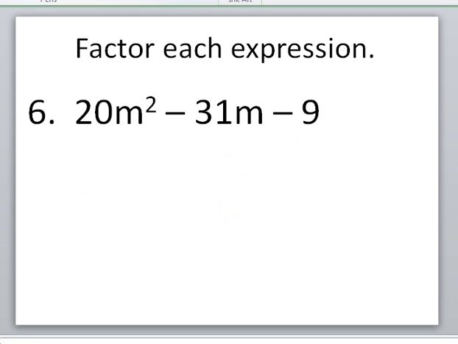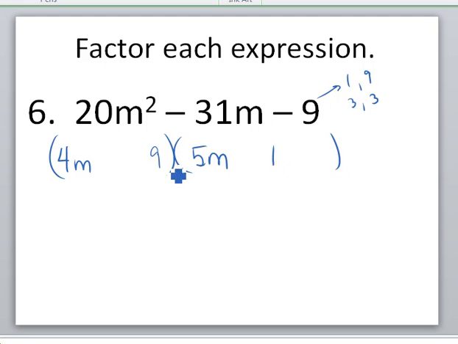Next one is a little more difficult because it's got lots of factors of 20. I could very well need to use 20 and 1. I could need to use 2 and 10. But I'm going to try just 4 and 5 first, and I'm going to hope for the best. Factors of 9 are 1 and 9 and 3 and 3. So if I try 9 and 1 first, that gives me 45 and 1, or 45 and 4. That's no good.